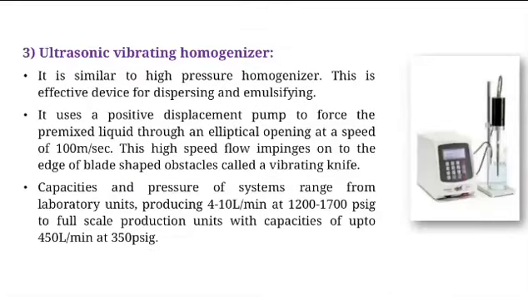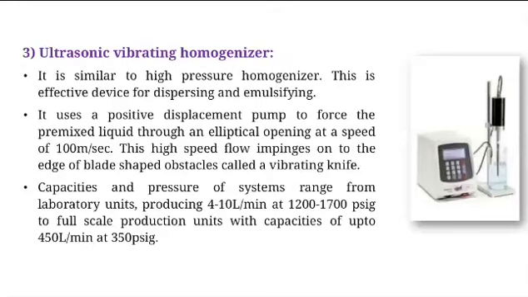Next is the ultrasonic vibrating homogenizer. It is similar to the high pressure homogenizer. This is an effective device for dispersing and emulsifying. It uses a positive displacement pump to force the premix liquid through an elliptical opening at a speed of 100 meter per second. This high speed flow hits the edges of blade shaped obstacles called the vibrating knife.